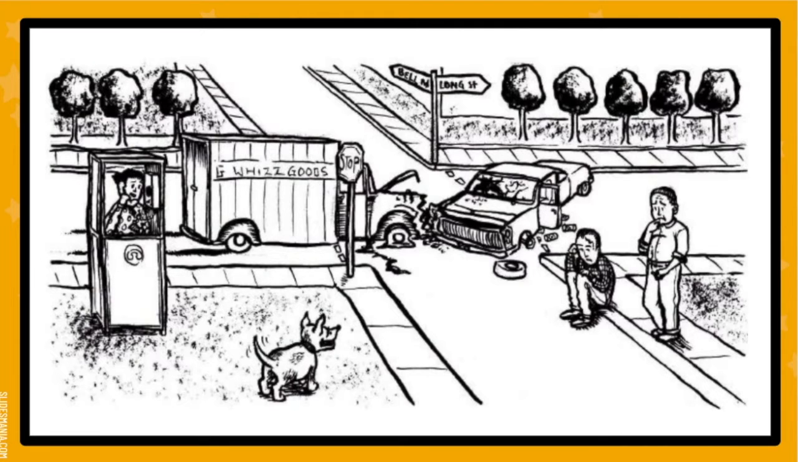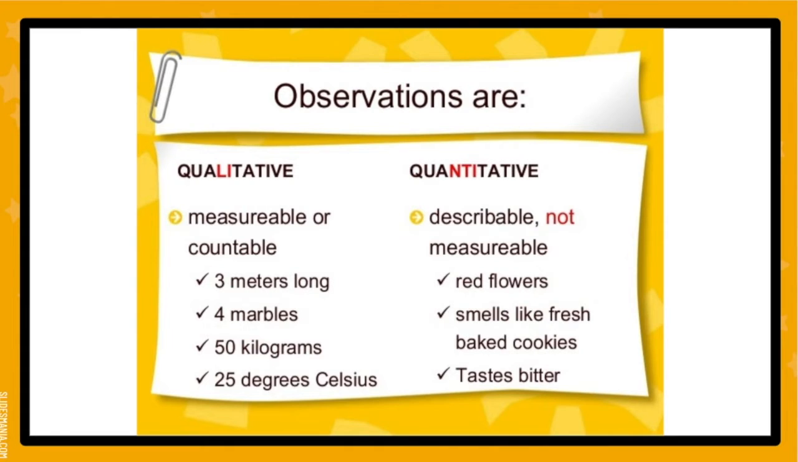An observation that we can make is that there is a car crash. We can also see that there are 8 trees. There is also a person in the phone booth. All of these are observations you can make. Let's review the 2 types of observation.